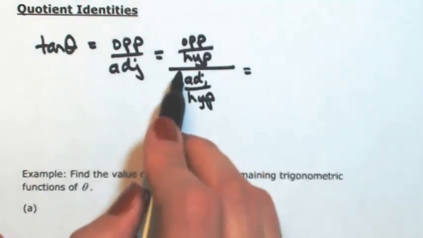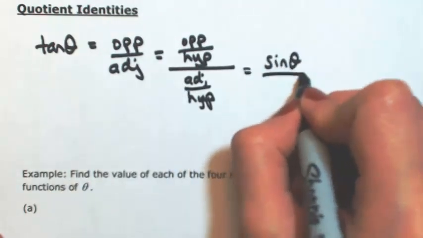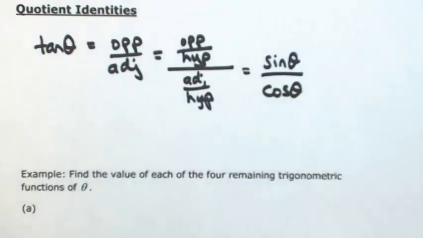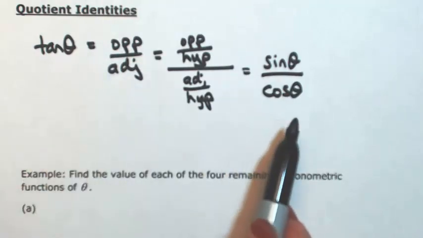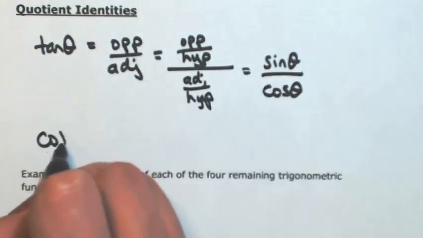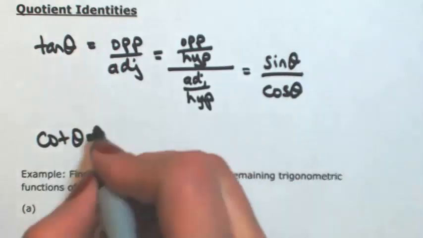Now, opposite over hypotenuse within a right triangle we define as the sine of an angle. And adjacent over hypotenuse was cosine of the angle. So this is actually a quotient identity for tangent. So tangent of theta is the sine of theta over the cosine of theta. We could do the same thing for cotangent of theta. Or again, just understand that cotangent is the reciprocal of tangent. So just flip that over.